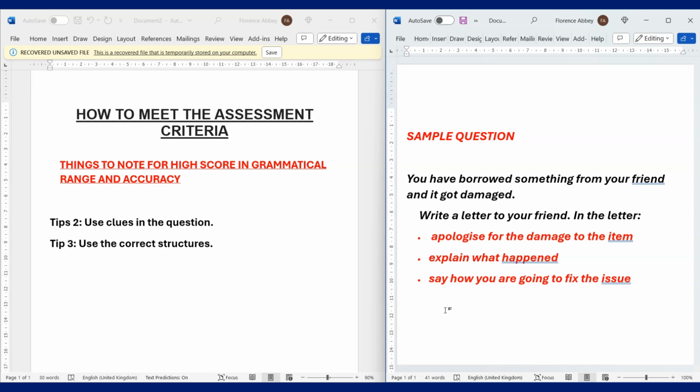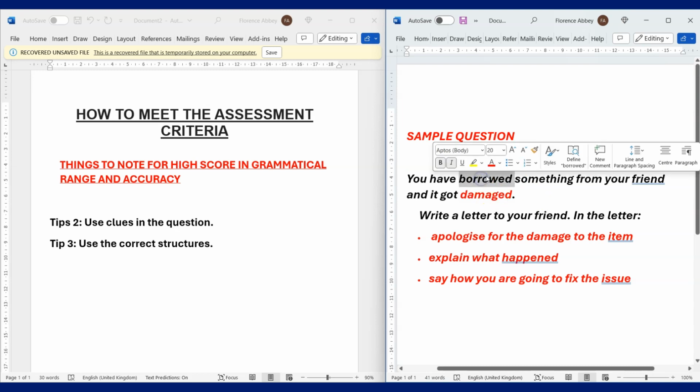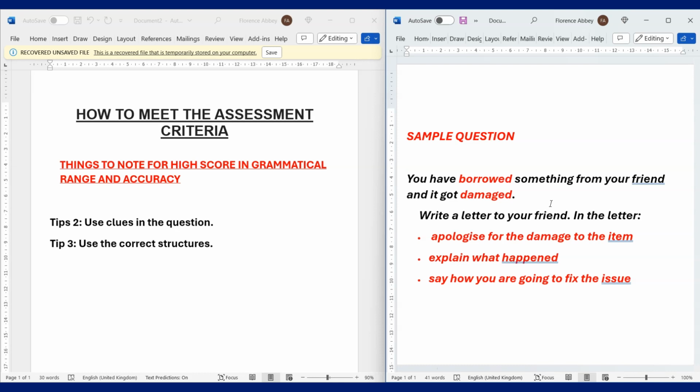Let's demonstrate it using this sample question. It says here that we have borrowed something from our friend and it got damaged. Damaged shows that it's something that has happened. That means that it's a past thing. We've already caused the harm. We borrowed, it got damaged. So it's something that we have already done and it has already occurred.